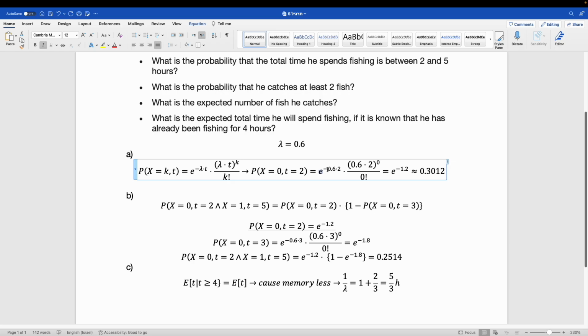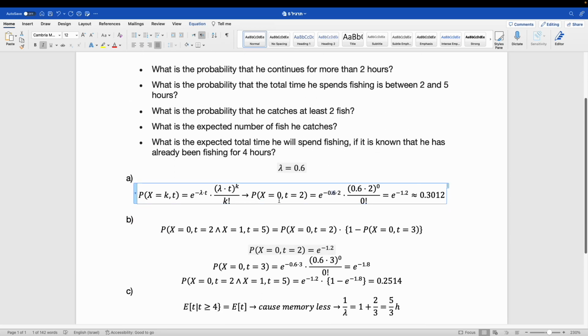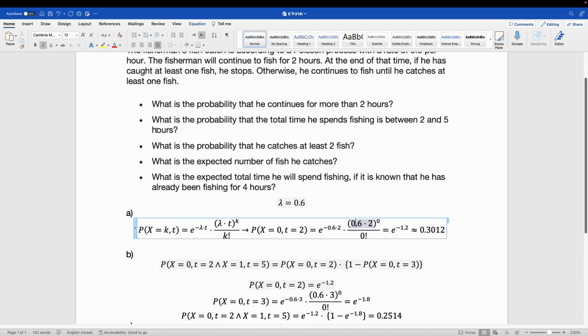So here is e to the power of minus 0.6, which is lambda, multiplied by 2, which is 2 hours. Please pay attention that the rate is 0.6 per hour. This is why I could multiply the 2 hours by lambda. So e to the power of minus 0.6 times 2, all multiplied by (0.6 times 2) to the power of 0, which is 1, all divided by 0 factorial, which is also 1. It's e to the power of minus 1.2, which is approximately 0.3, so 0.33012.